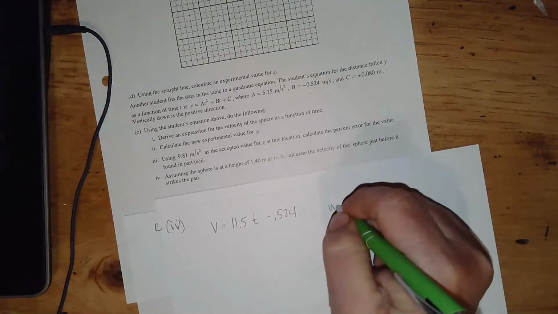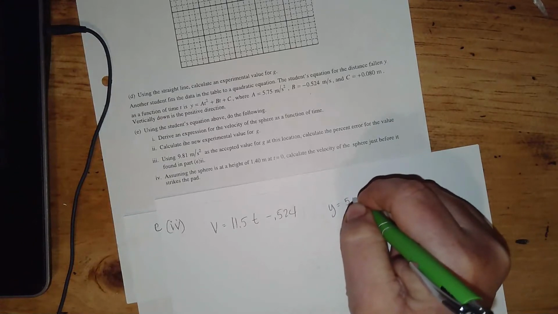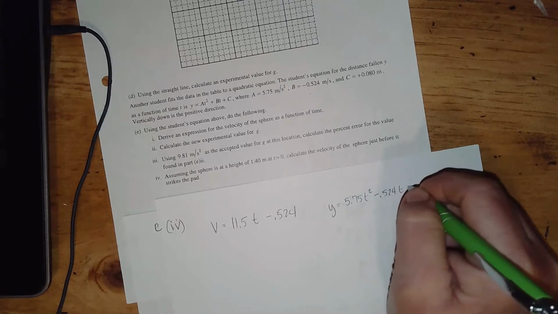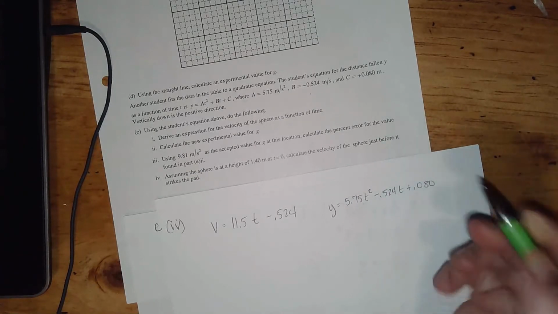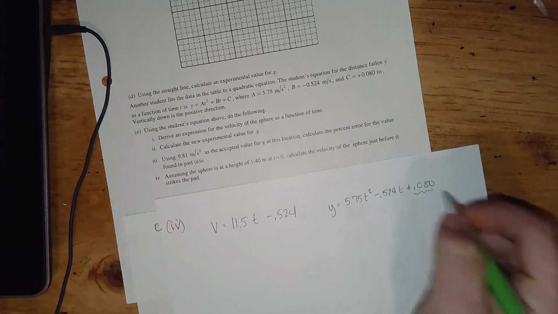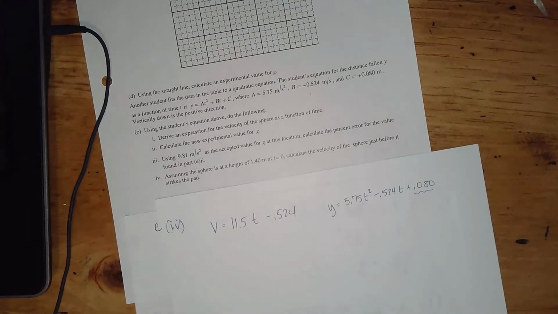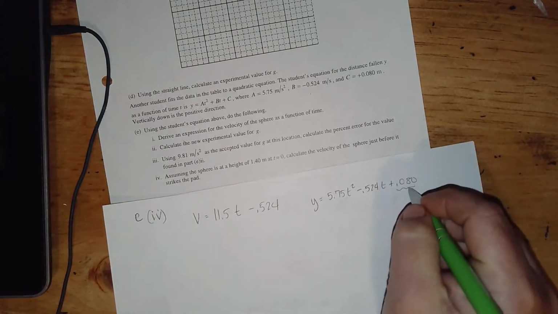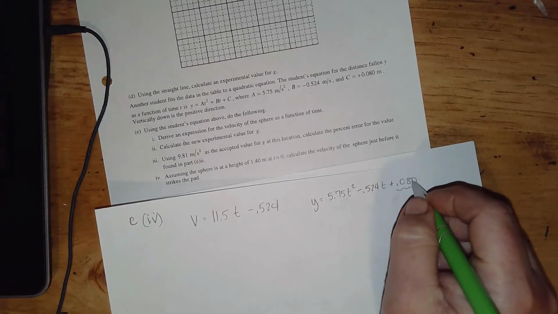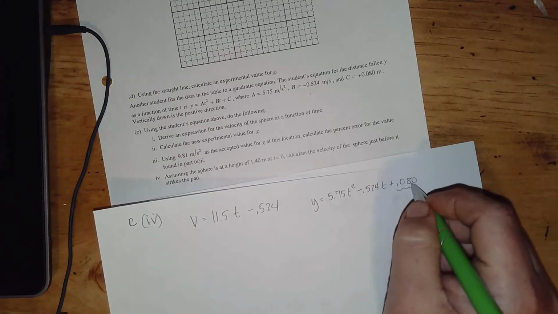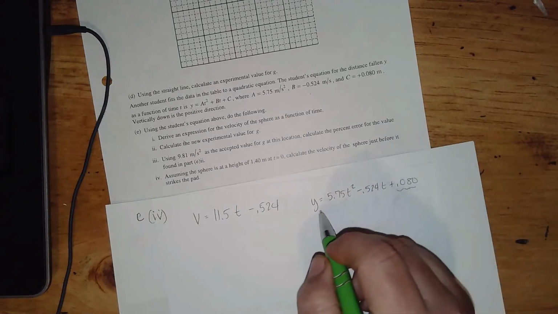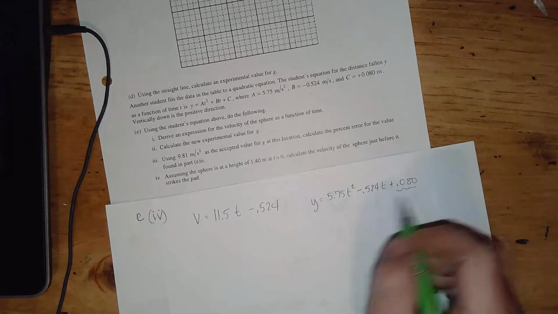The y is equal to 5.75 t squared minus 0.524 t plus 0.080. And this little nugget here is what I need to remember, that I forgot that we had an initial position that we were at. Actually, this is more like a final position, this is where I end up. Anyway, we'll go back to this equation.